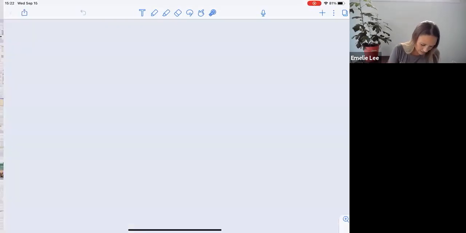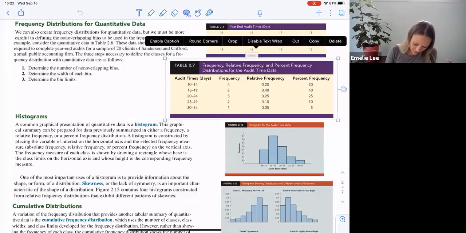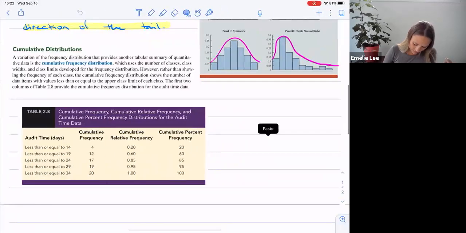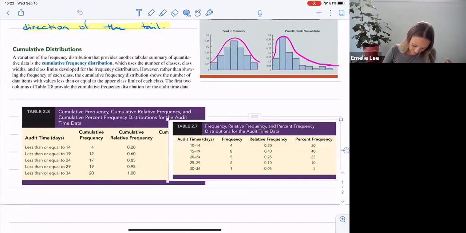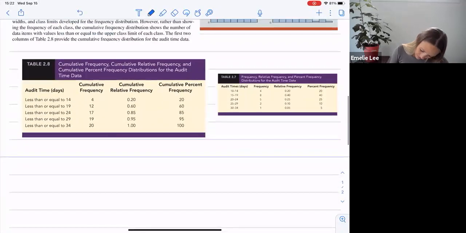And then I guess I could figure it out, but I'm just going to copy from here. I'm going to steal it. I'm a thief.